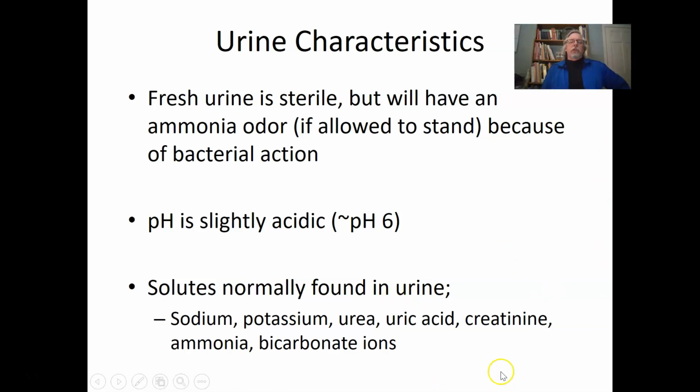Here are some solutes that are normally found in urine. Mostly this is the list of substances that are either not at all reabsorbed, wastes mostly, or things that are regulated in their absorption. So there are a number of ions: sodium, potassium, calcium also, which is not on this list, ammonia, bicarbonate ions that are normally part of urine. There are also waste molecules: urea, uric acid, and creatinine. Okay, so those are typically solutes that you find in urine.